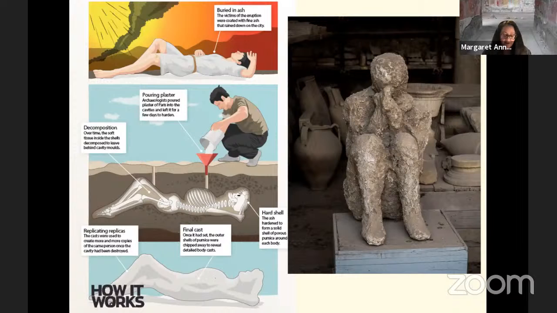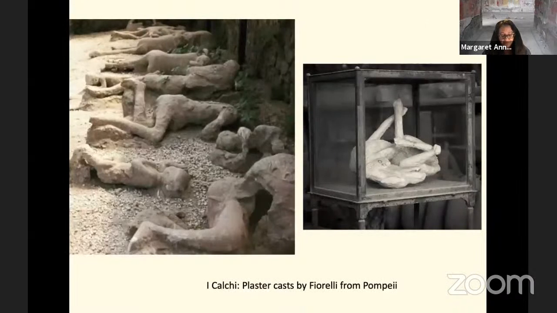Called calchi in Italian, these plaster casts of the bodies of the city's residents, human and animal, brought the humanity and tragedy of the events at Pompeii to the fore. People could see and understand how people had died, what they were doing, what they were wearing, and how frightening it must have been. These casts, still so intriguing, helped shift public opinion about Pompeii from a simple archaeological site to a city preserved in time.